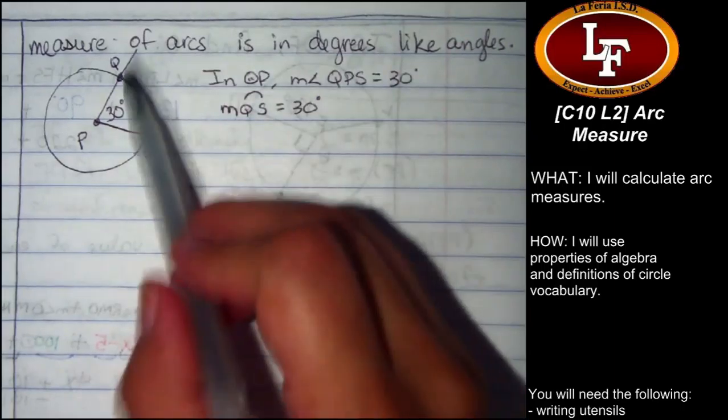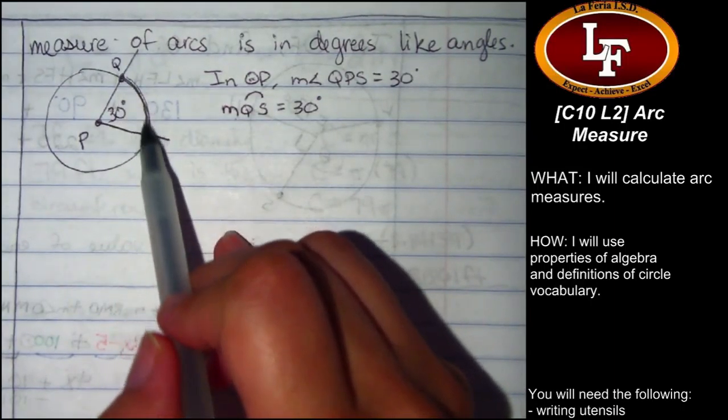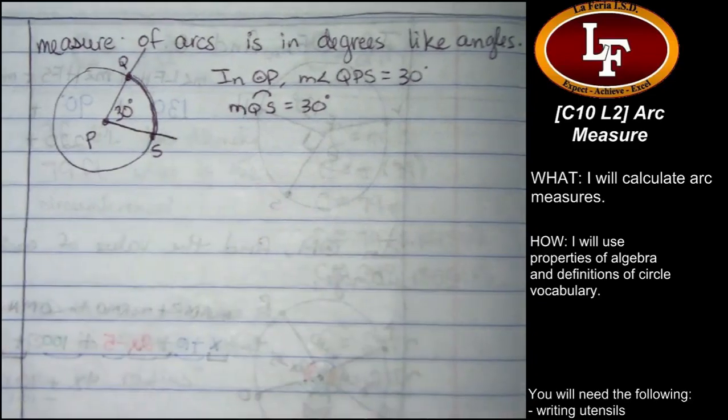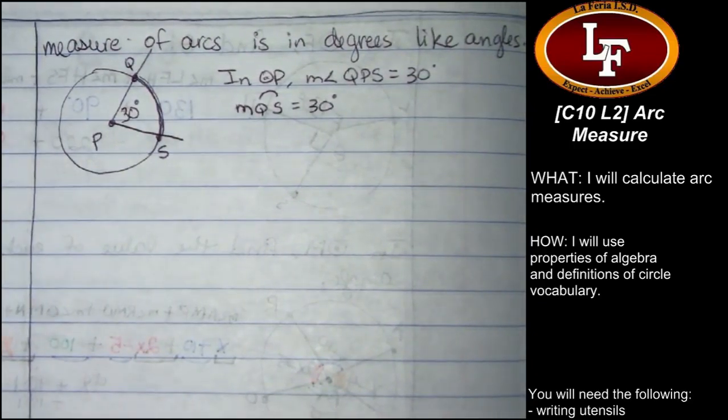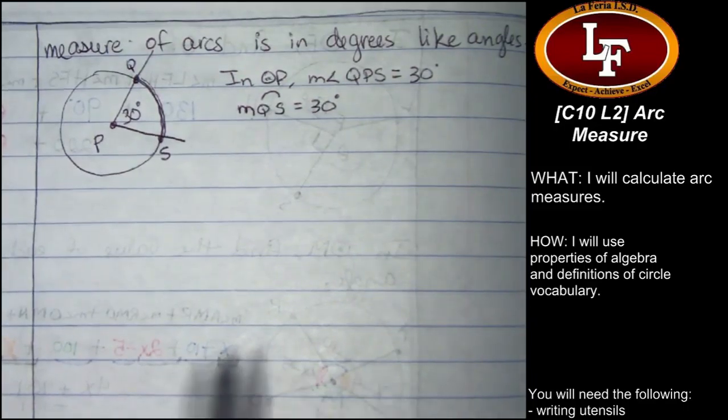So because the measure of the central angle QPS is 30 degrees, the arc that it creates along the outside edge of the circle is also going to be 30. Coming up next, we're going to talk about the measure of the minor arc. So let's review really quickly what the minor arc is.